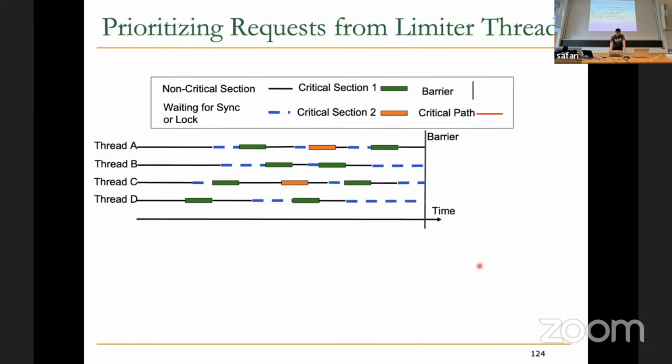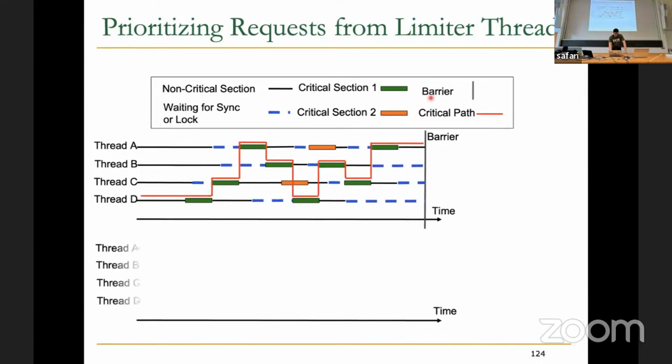Now, how would that look? So this is another diagram that shows you what each thread is executing at a time. We have critical sections. Those are the green and orange rectangles here. Yeah, those are the critical sections. And the blue dashed lines show you the amount of time each thread is waiting to synchronize or acquire a lock. Now, this is one way to identify a critical path, I would say.